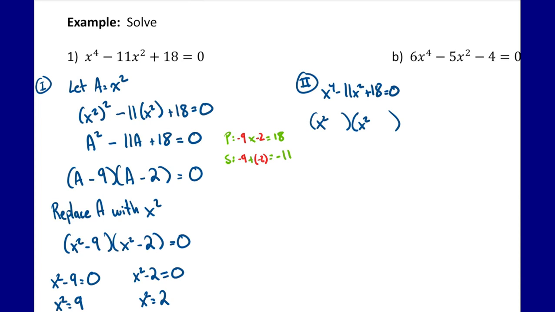Right? And it kind of fits in the pattern, because it's a simple trinomial. So then we look for the two numbers again that multiply to 18 and add to 11, which is minus 9 and minus 2, which gives us the same answer, or the same factored form.